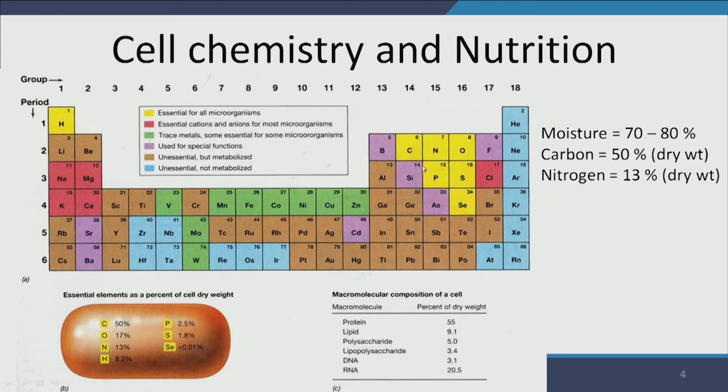Then the ones in purple, boron, silicon, arsenic, fluoride, cadmium, strontium and boron, these are used for some specialized functions, so not all of them require it, and the same microbe may not always need them. The brown ones are unessential but metabolized. What this implies is that these are not required by microbes, but they might metabolize them, that is, they might reduce or oxidize them, and they might even assimilate them inside their body and then eventually kick them out or die, but they are not required. And then the blue ones, microbes have nothing to do with them. And notice that this does not even include the actinide and lanthanide series.